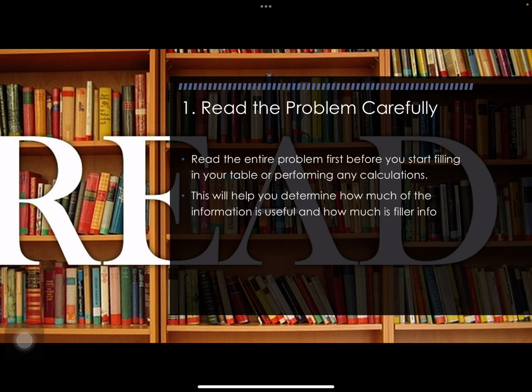When you're starting a word problem, it is important to read the problem carefully and in its entirety before getting started with your 2x2 table or calculations. This will help you determine how much of the information is useful and how much is filler info.